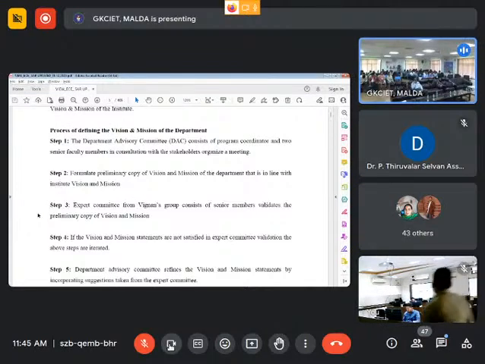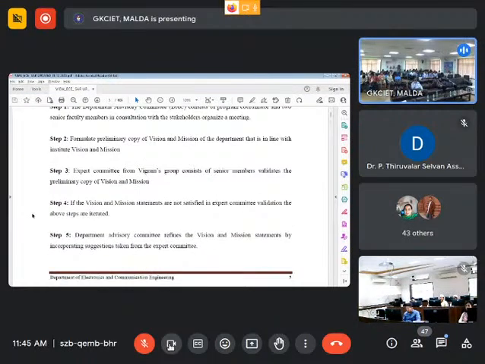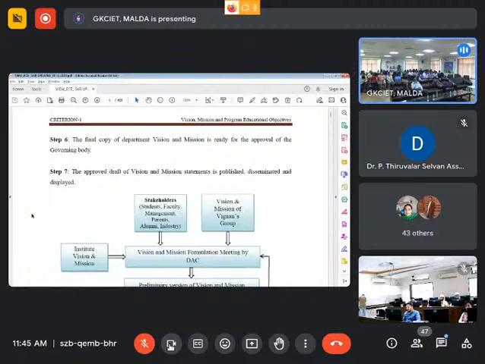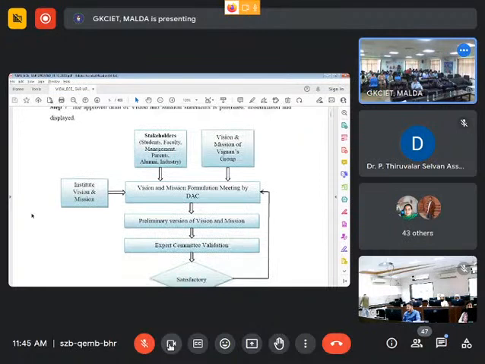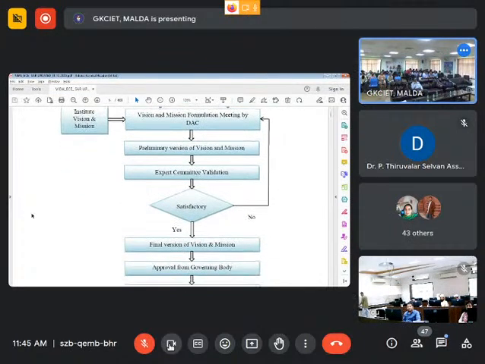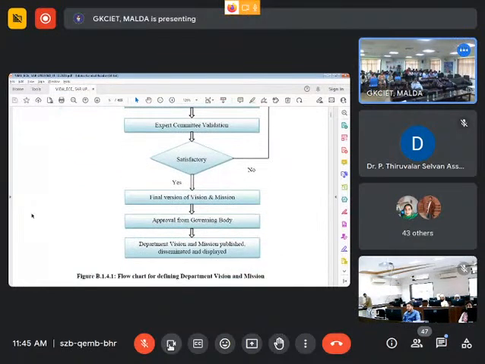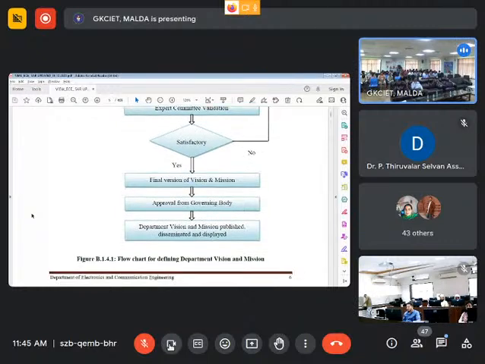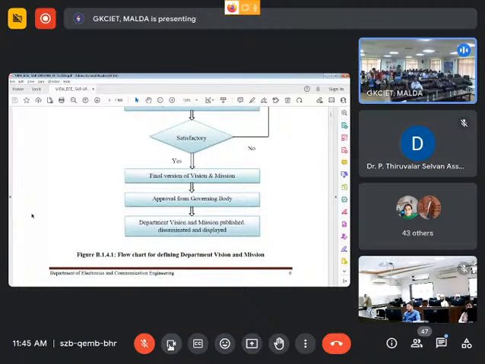Next, move down, a little up. The department advisory committee refines the vision mission statement by incorporating the suggestions taken from the expert committee. Next, then they have given a flow diagram showing how the stakeholders are brought into the picture. Keep going. Go slowly, so that they can read, and go up. So, the flow diagram for defining the vision mission.